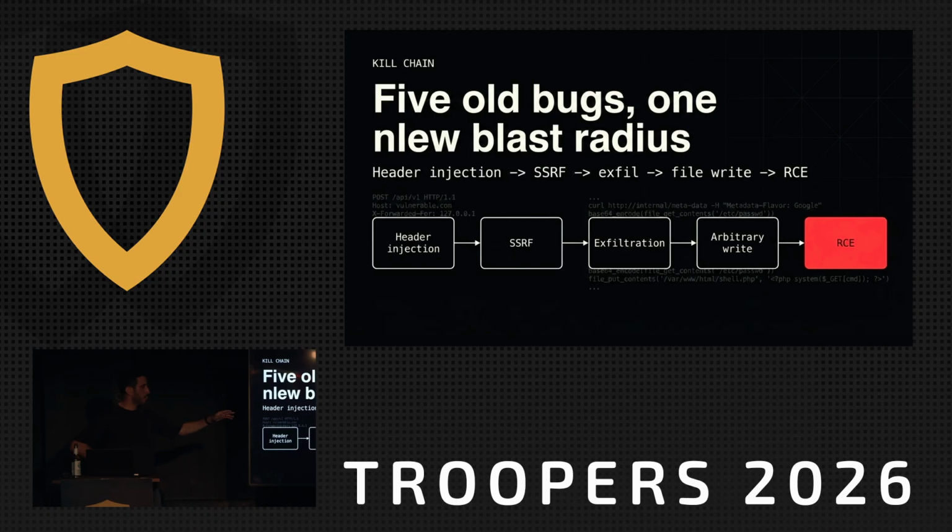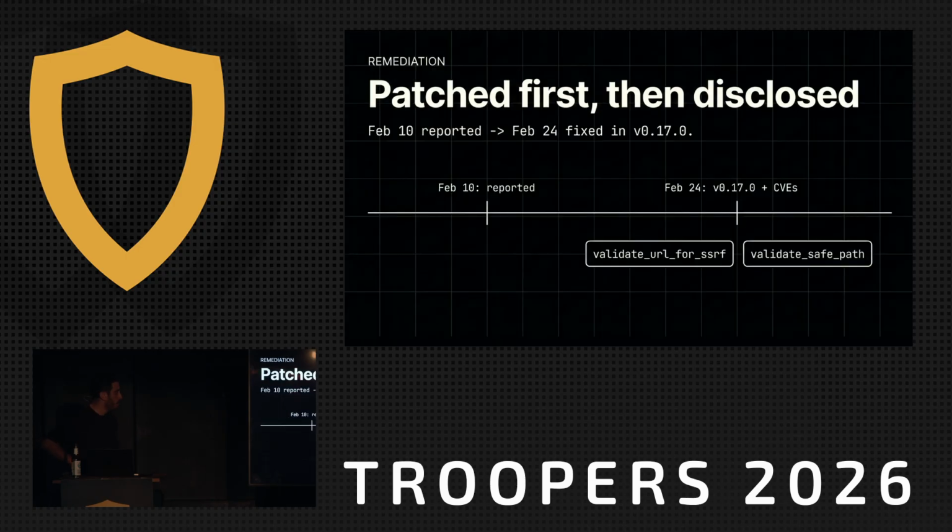But that's kind of the kill chain that we used. So several different bugs that we can chain together to get interesting impact. Yeah, and that's the disclosure process. So 2 weeks, basically. And so we added a function that validates the URI for SSRF protection, and another one for the safe path, so we can't overwrite any files.